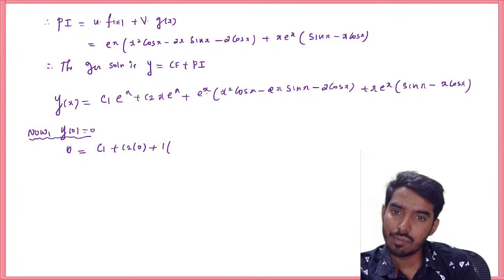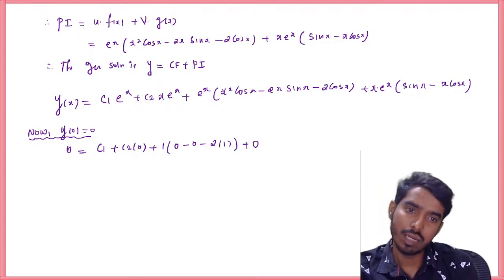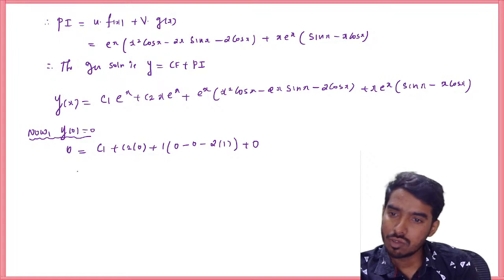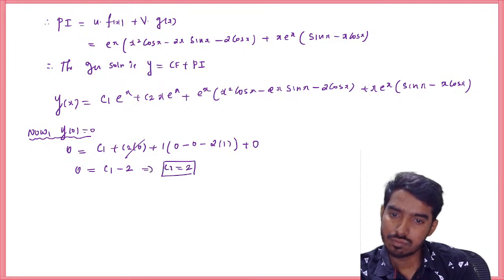And here we will have e power 0 is 1. This will be 0. This will be 0. 2 times cos 0 is 1. And this will be 0, right? Because 0 into anything is 0. So you will have 0 is equal to c1 minus 2, right? This implies the value of c1 is 2.